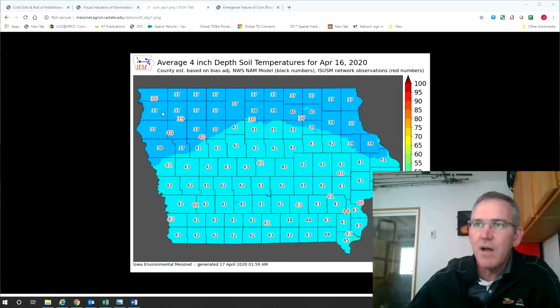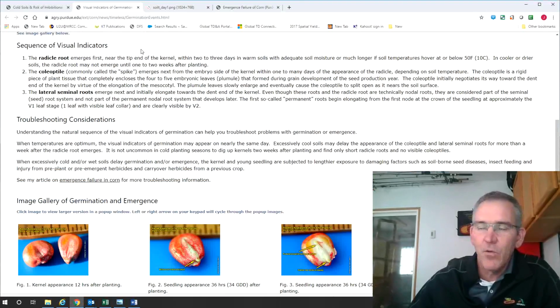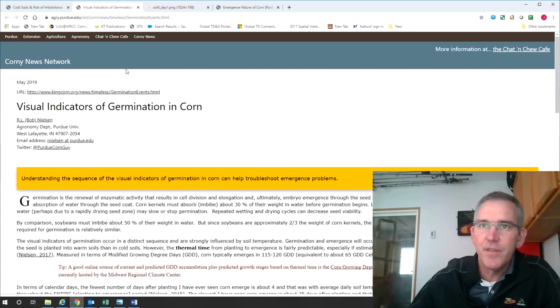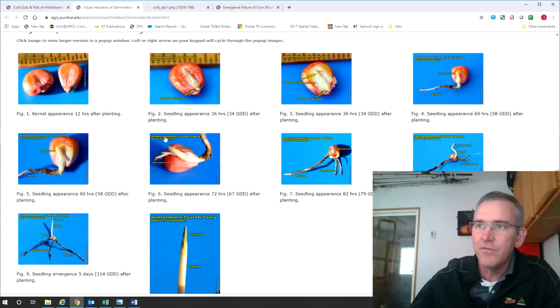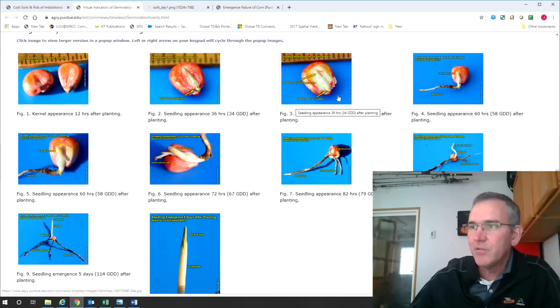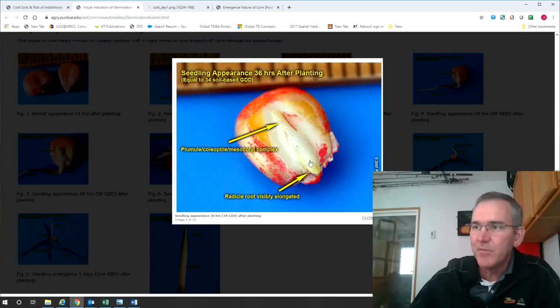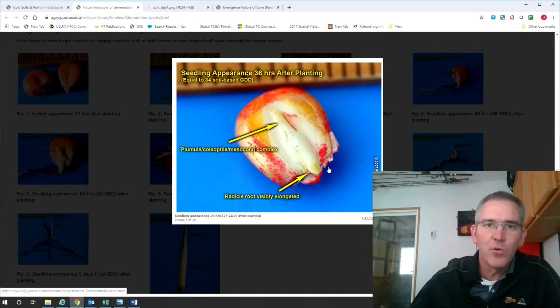To do this, I'm going to just go out and look at some resources that are out on the web for you. This is on the Purdue website, the Corn News Network. This is a publication by R.L. Nielsen. It's just got some great pictures in it of normal seedling development. If you look at the mosaic of pictures that we have here, this might be something that you would see of stuff planted a week ago with the temperature and moisture that we had.